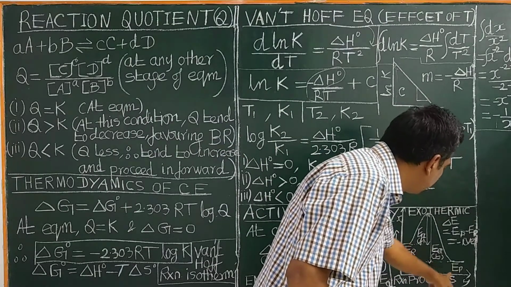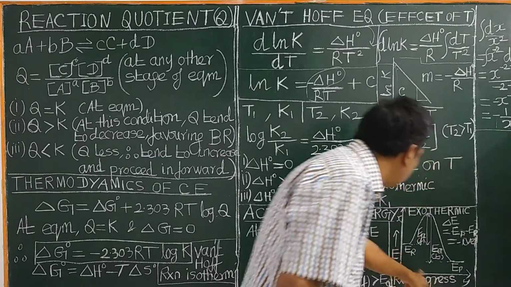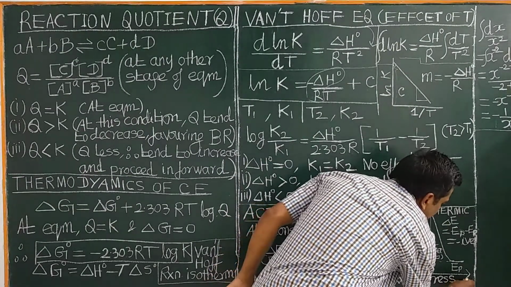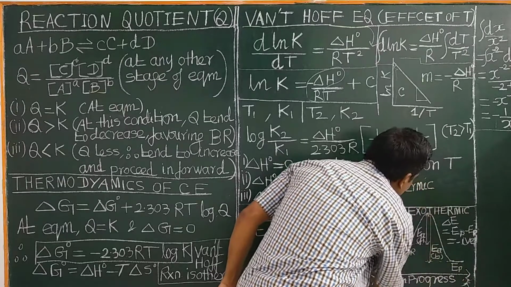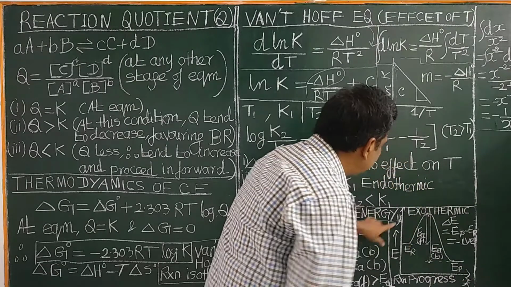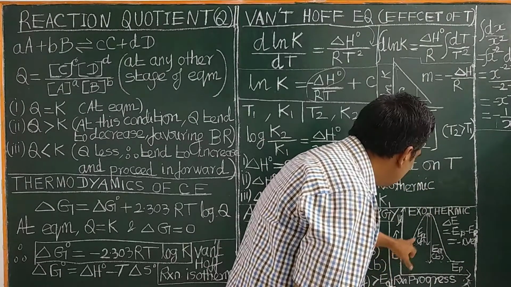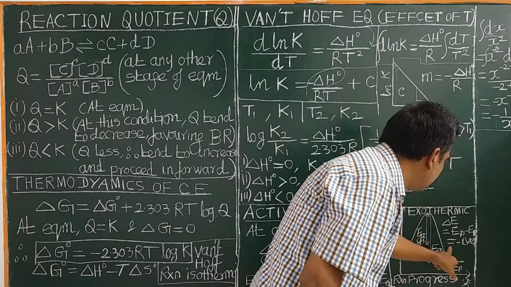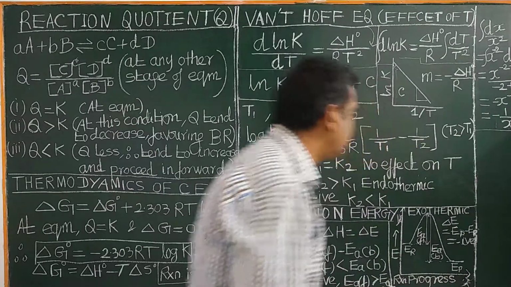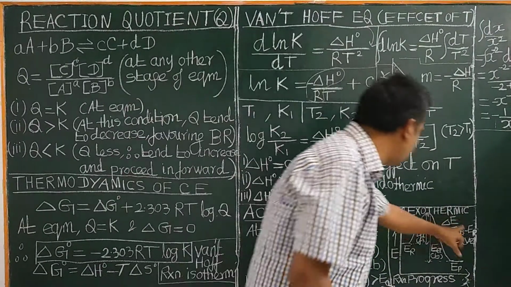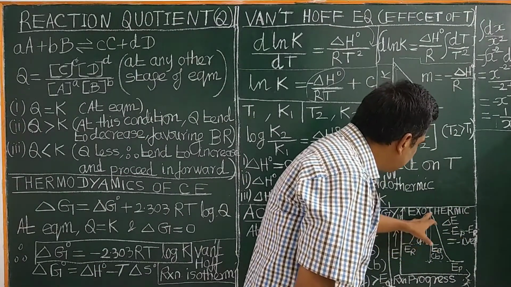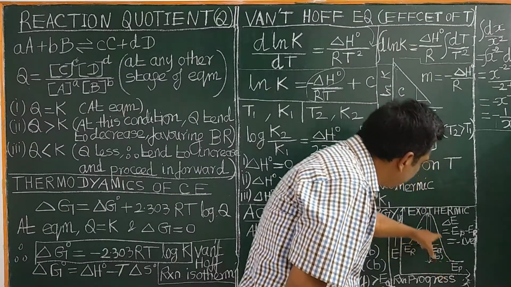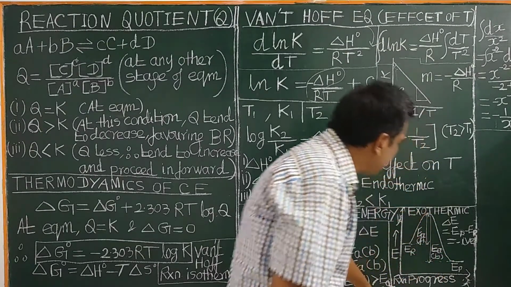This is the energy of the product. On the x-axis, reaction progress is taken, and this is the y-axis, energy. Delta E equal to EP minus ER, therefore delta E is negative, and this is an exothermic reaction. This is the activation energy for the forward reaction and this is the activation energy for the reverse reaction.